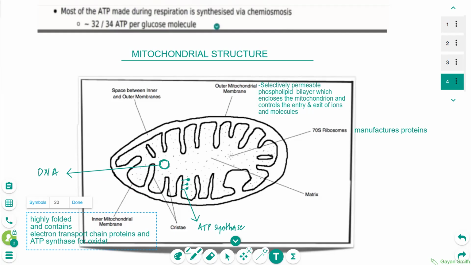I made it look circular, yes, because it actually looks like bacterial DNA, which is circular. Oh, the circle is fine.